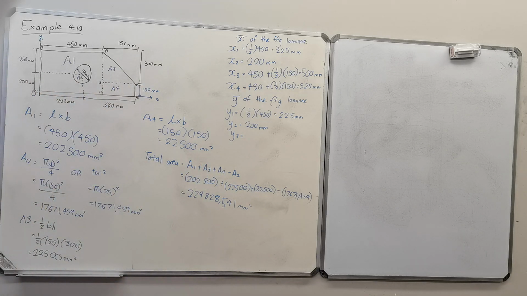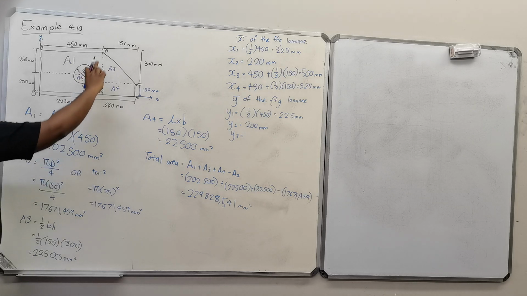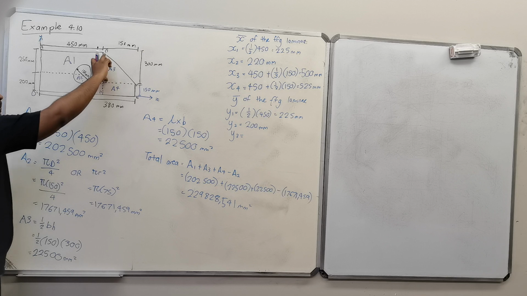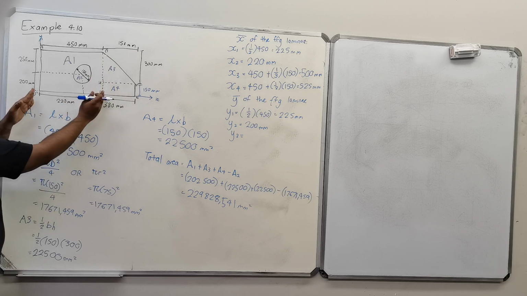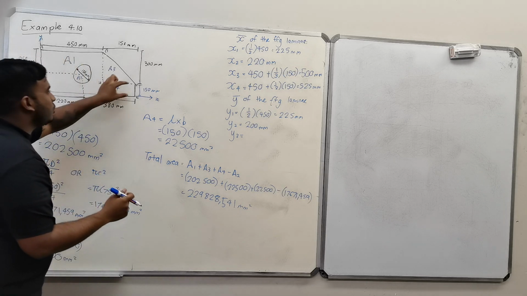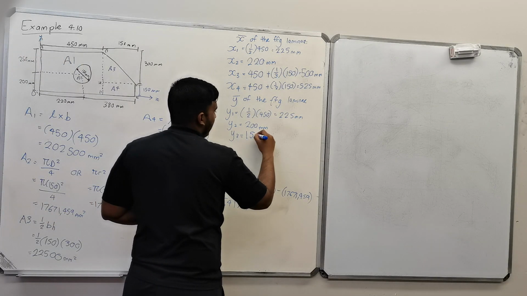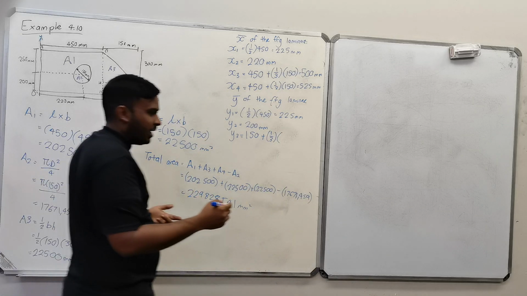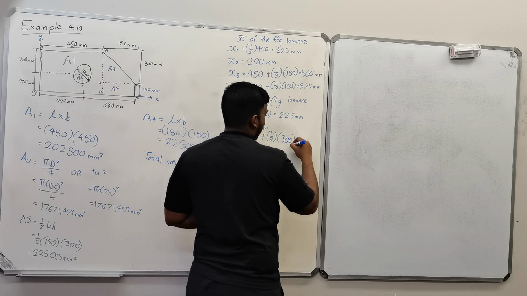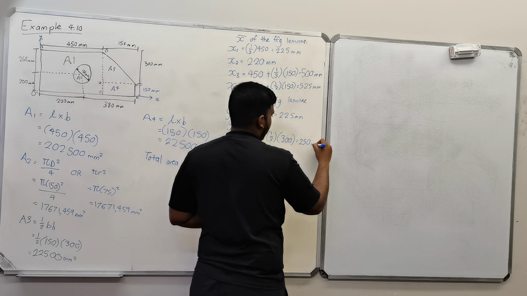Y3 is your one third of the base. So remember, for the x we say one third of the base. For the y, it's one third of the height. One third of this will be 100, plus this 150, so it'll be 250. Exactly like how we did it this way, we have to do it the other way. So this would be 150 plus 1 over 3 of the height of the triangle, which is 300. That gives you 250.